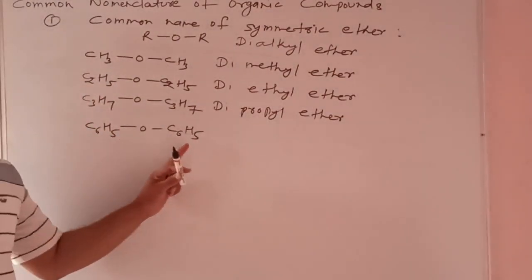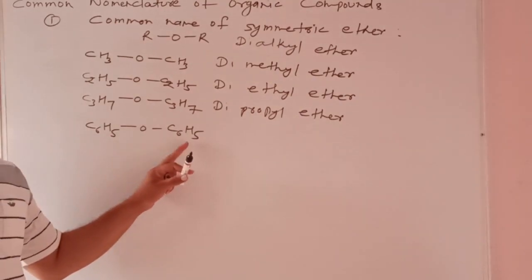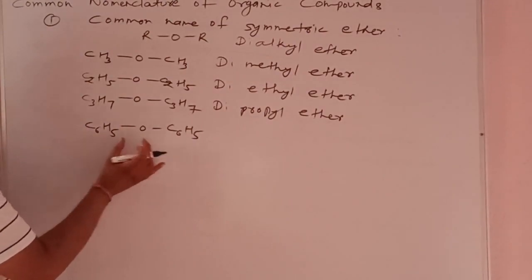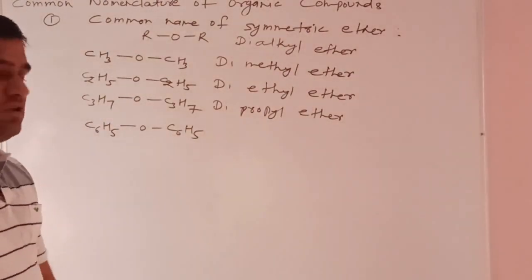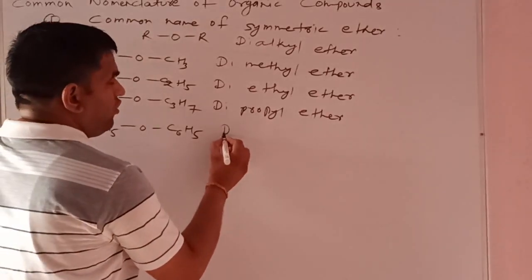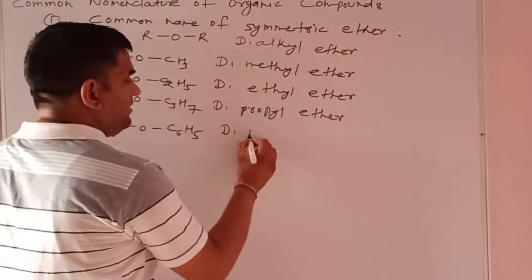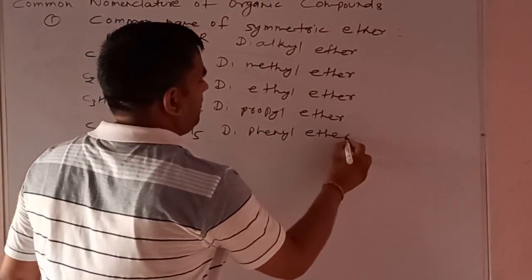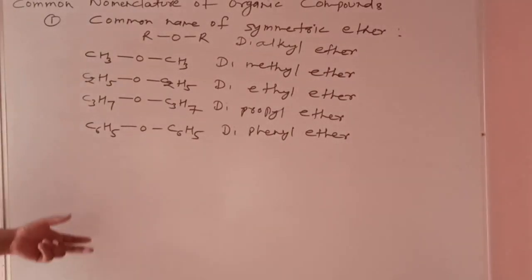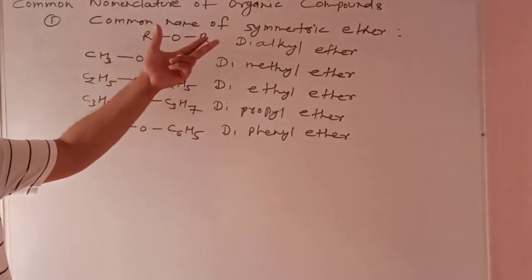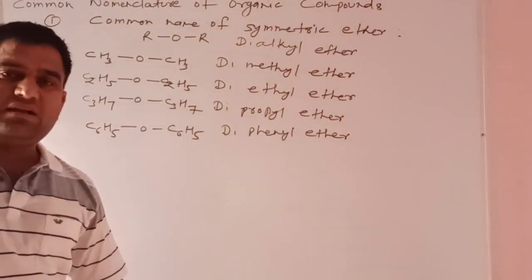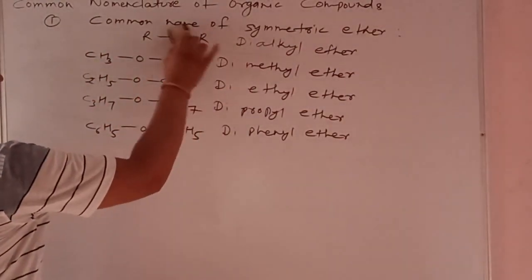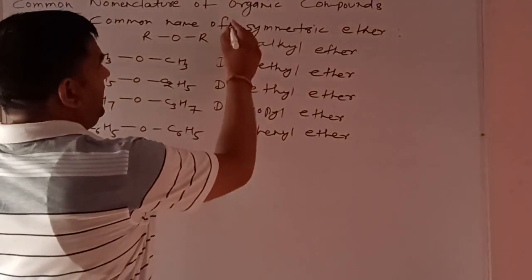So in this ether phenyl groups are present on both sides. C6H5 is phenyl and C6H5 is also phenyl. So the common name of this ether is diphenyl ether. So we have completed the common name of symmetric ether. Now we do the common name of asymmetric ether.